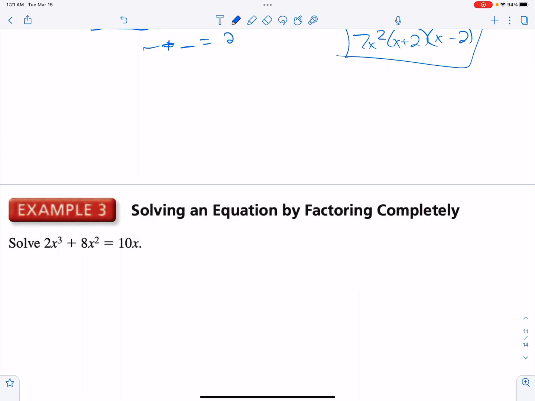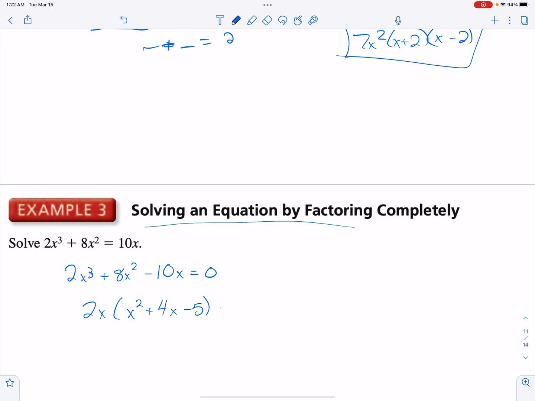Okay, solve an equation by factoring completely. So this is where we want to find answers for x. The first thing we need to do is move everything to the same side. So I have 2x to the third plus 8x squared minus 10x equals 0. Now I want to factor out the GCF, which is 2x in this problem. So we have x squared plus 4x minus 5 equals 0. So now that we have this, we want the multiples of negative 5 that add up to positive 4.